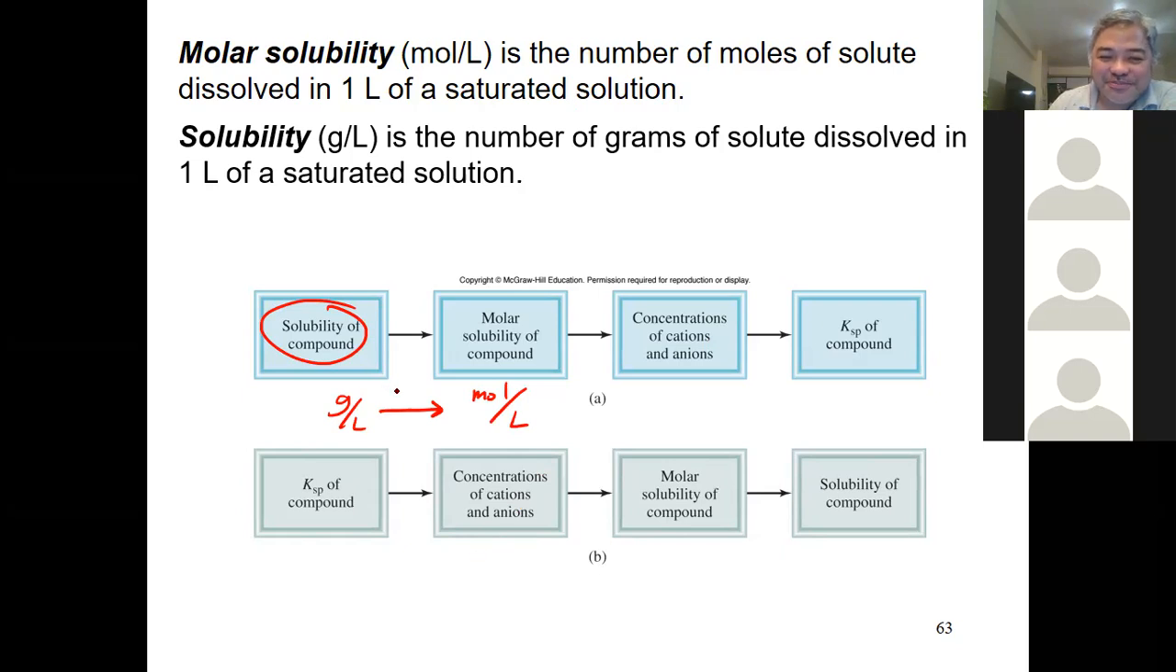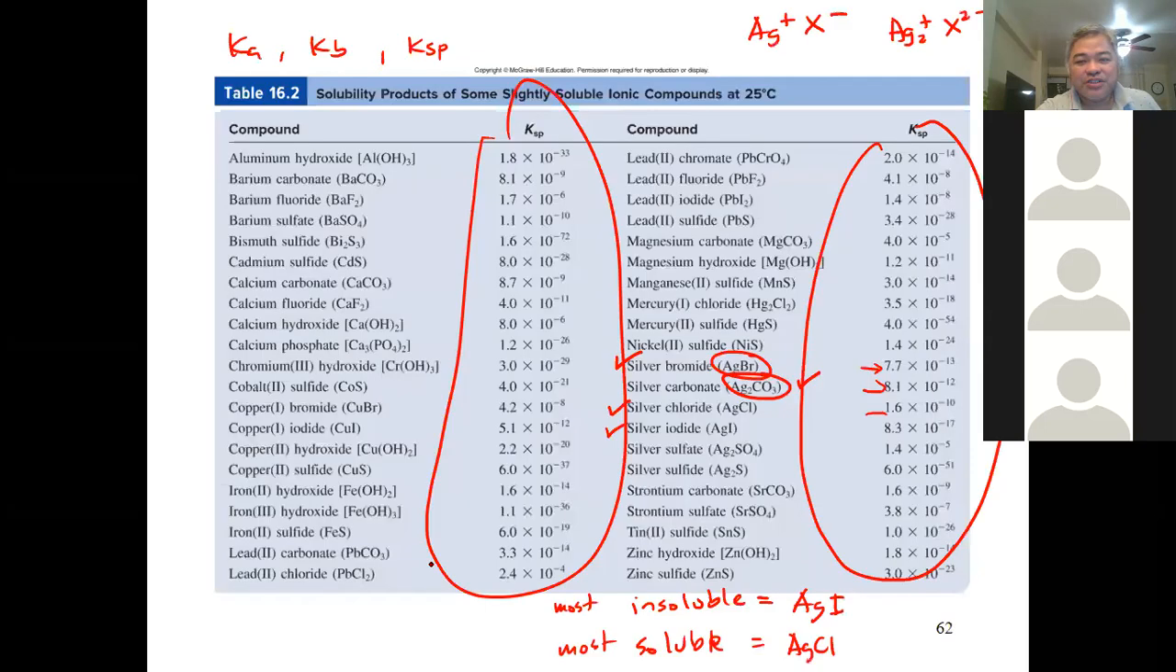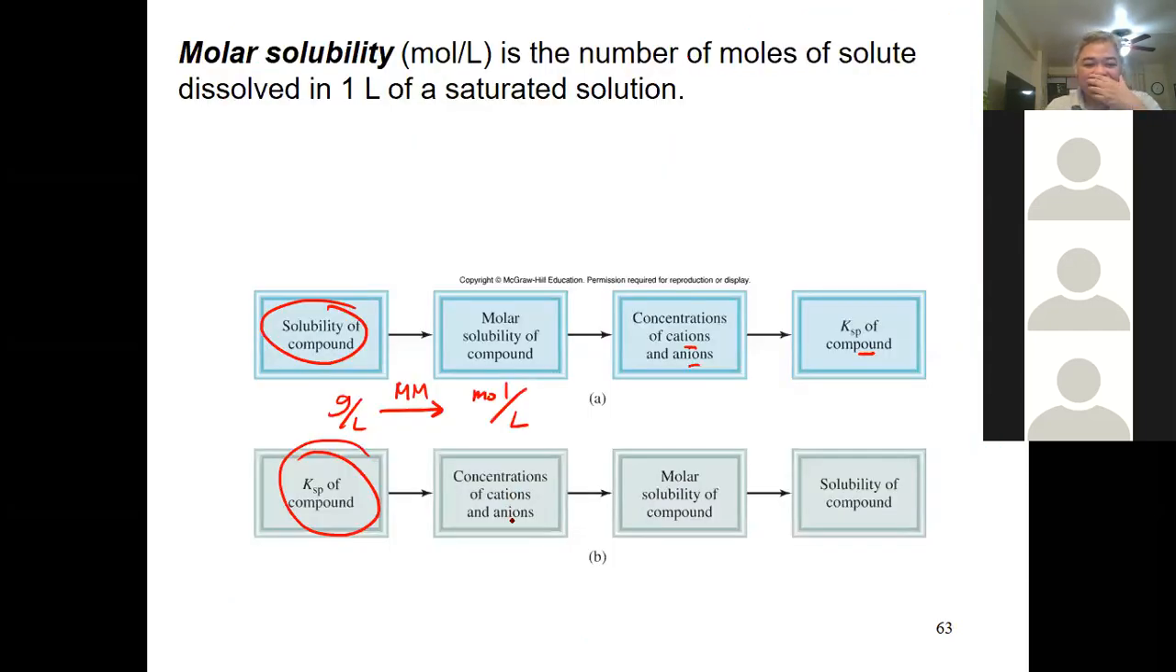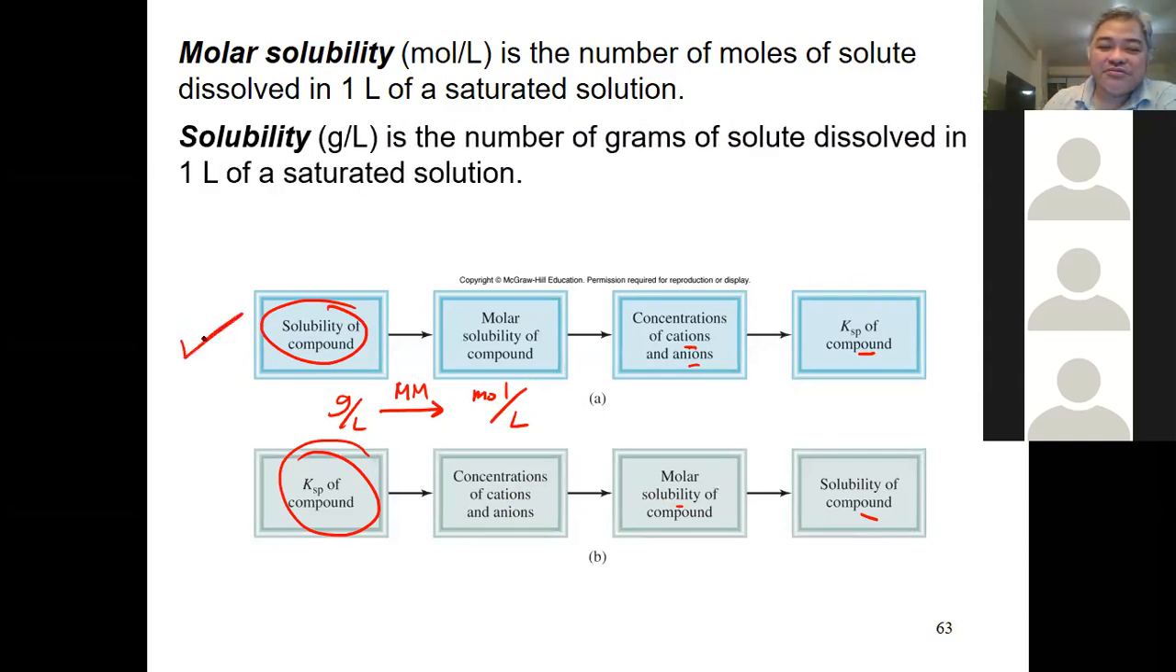So you use what? The molar mass. And once you have the molarity here, you can get the concentration of the cations and anions, and then you get the KSP. Or if you're given the KSP, that's the way you're going to compare which one is more soluble between these two. You get the concentration of the cations and the anions, and then the molar solubility, and then the solubility of the compound. But what we're going to do for today is just the first one.